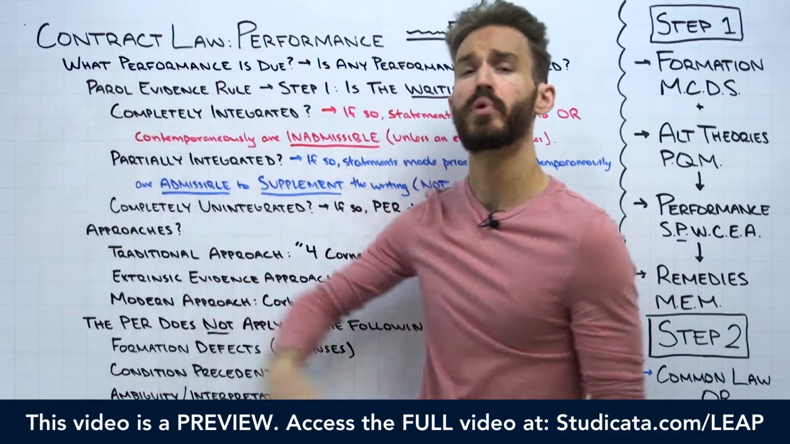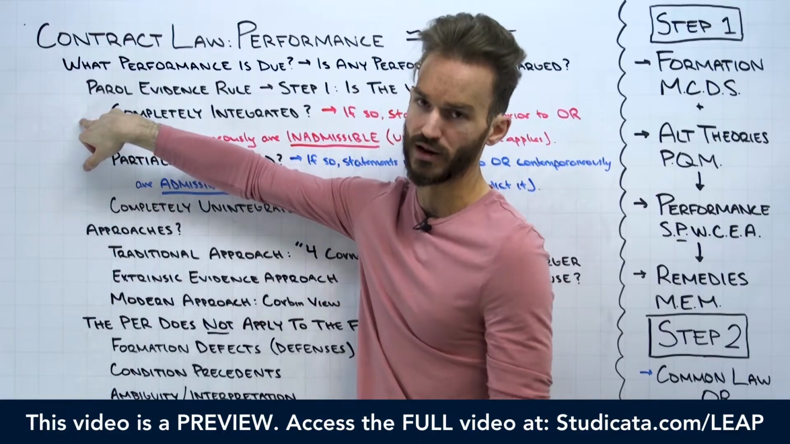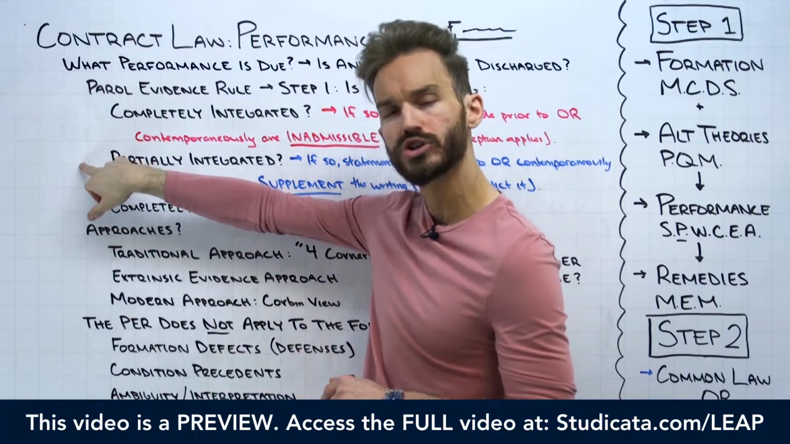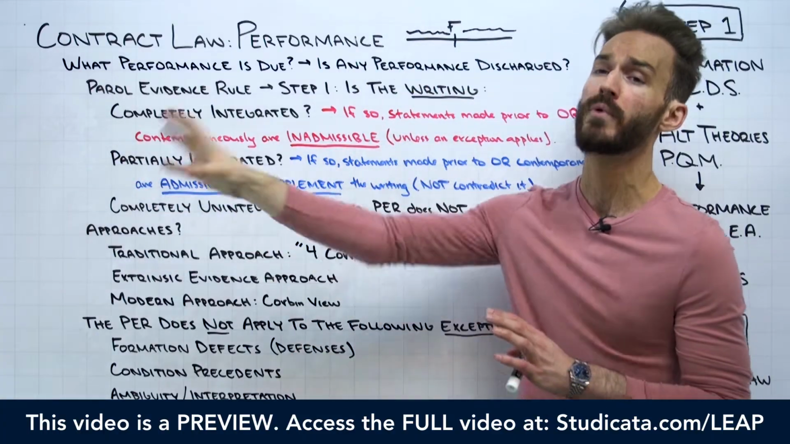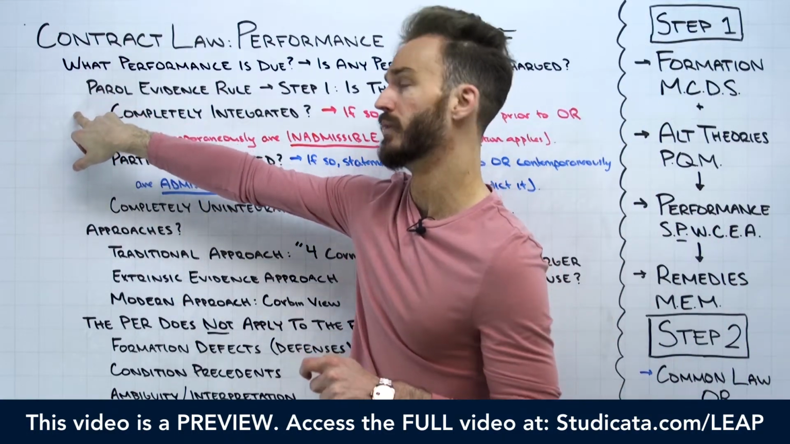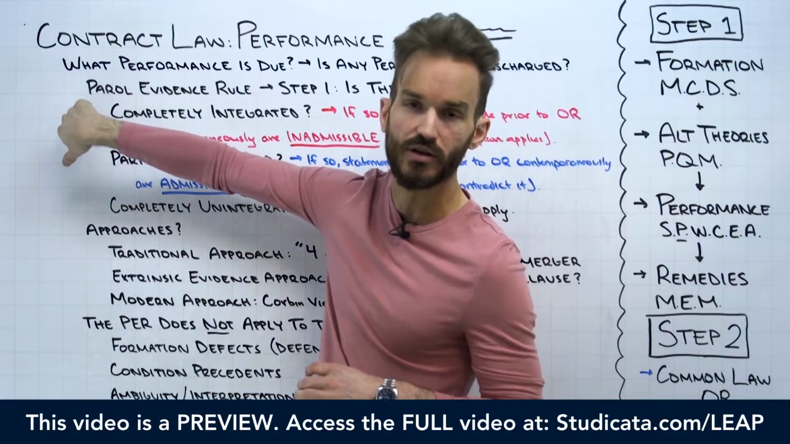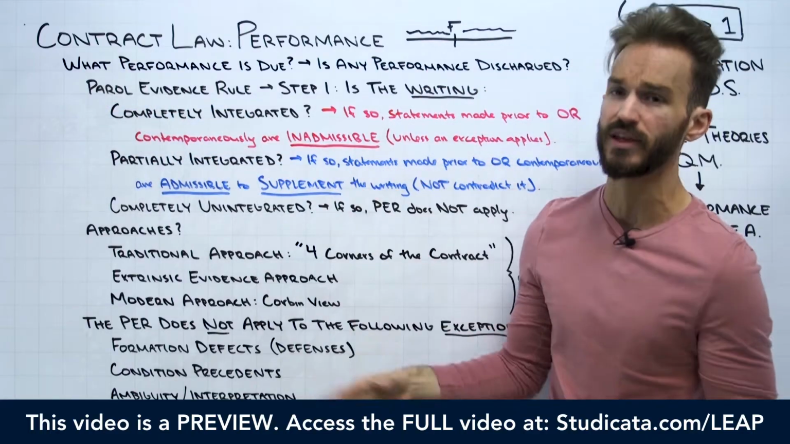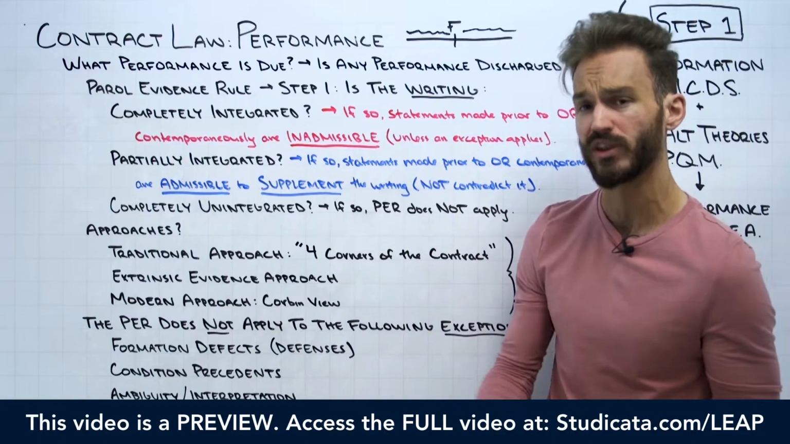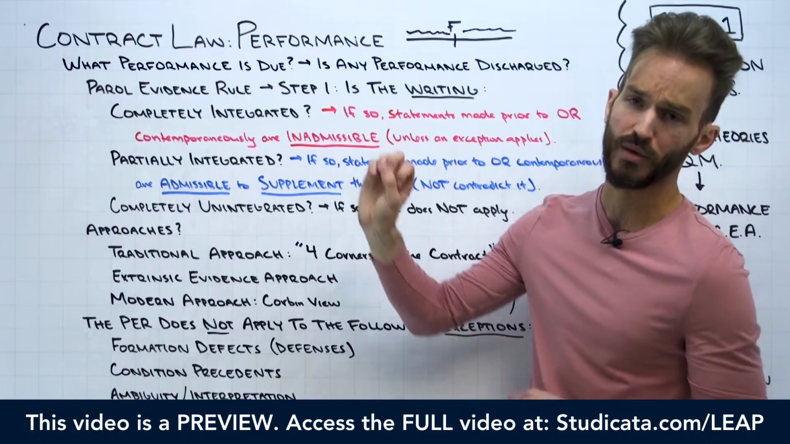In both cases, the parties intended the writing to be the final expression of the deal, but in a completely integrated writing, the writing actually sets forth all the terms of the deal, whereas a partially integrated writing only sets forth some of the terms of the deal, right? So if we have a completely integrated writing, which we'll talk about how you make this distinction in a minute, but just to give you the quick snapshot here, then any statement made prior to or contemporaneously with the writing is inadmissible unless an exception applies. And we'll talk about exceptions at the end.